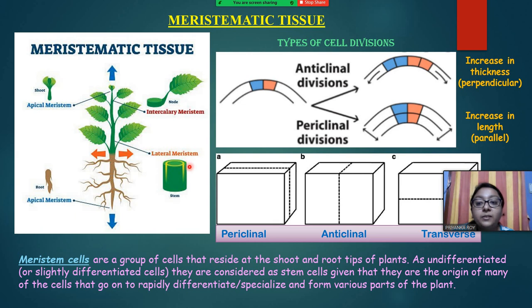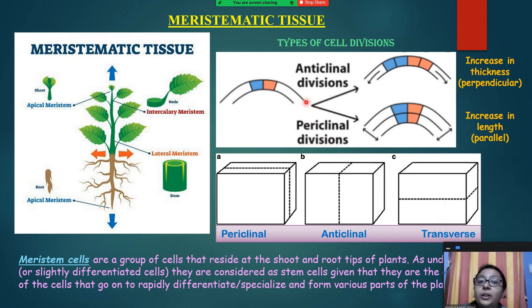These lateral meristems are located around the stem, and they can increase in the thickness or the diameter. And intercalary meristem are present in the nodes where from the leaves or the branches can develop. And of course the apical meristems are present in the shoot and root apex, and from here the length can increase. So the cell divisions in plants are of the following types.